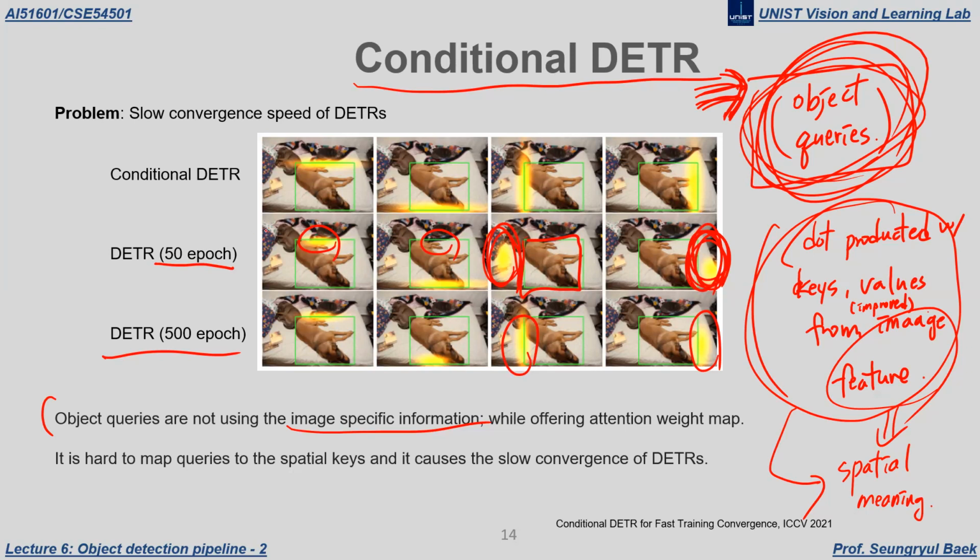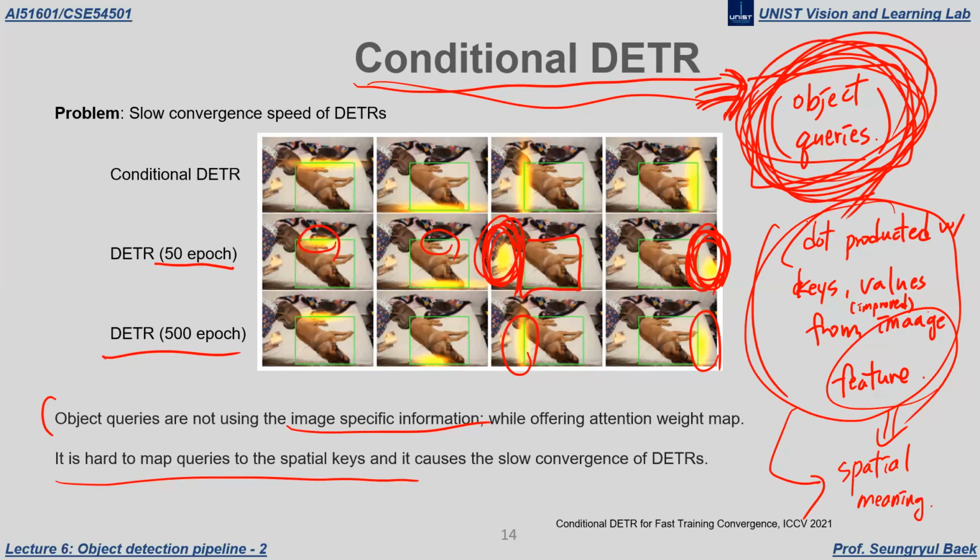So people think that the reason for this slow convergence is that object queries do not have any spatial information. It is hard to map queries to those spatial keys, which causes the slow convergence of DETR. So in conditional DETR, the researchers propose giving some spatial meaning to the object queries.